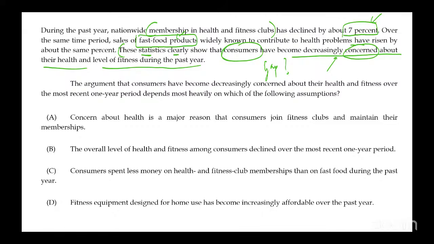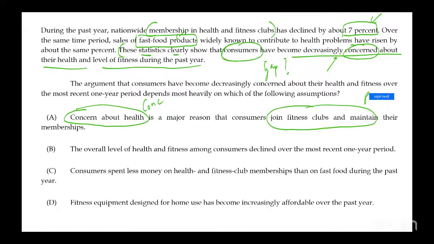Option A: concern about health is a major reason that consumers join fitness clubs and maintain their memberships. Remember what he said? He said that membership has declined. Therefore, consumers have become decreasingly concerned about health. So the assumption is linking the two: concern about health, which is the conclusion, and joining fitness clubs and membership going down, which was given in the premise. It links the two, it provides that necessary link.